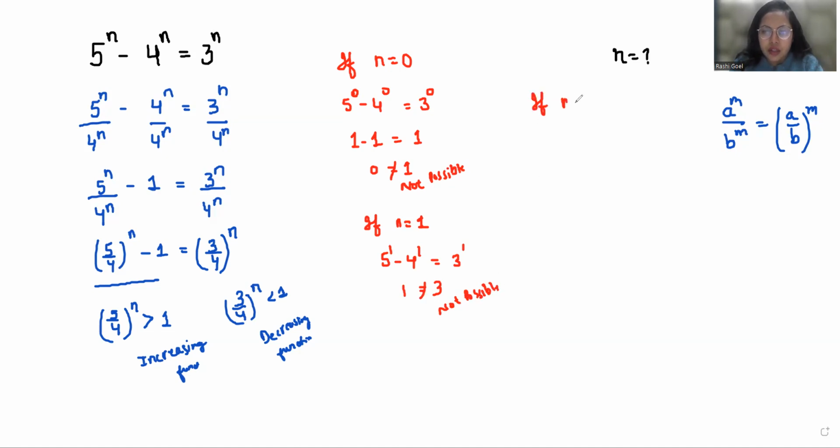And if n is equal to 2, 5^2 − 4^2 = 3^2. So 25 minus 16 is equal to 9. So 9 equals 9. It satisfies the equation. So the value of n is 2 in this case.